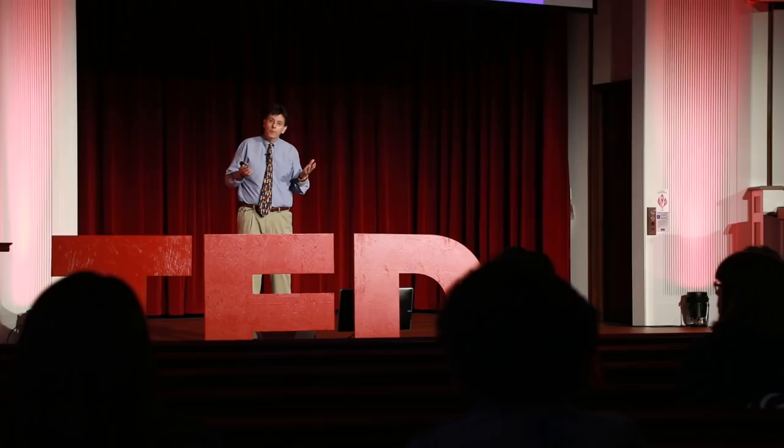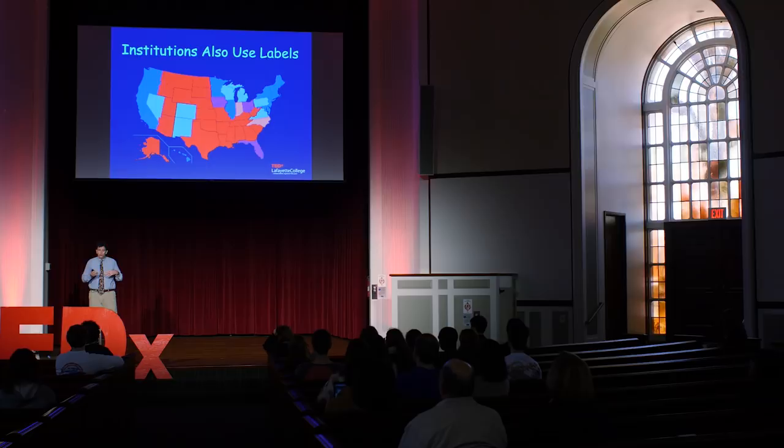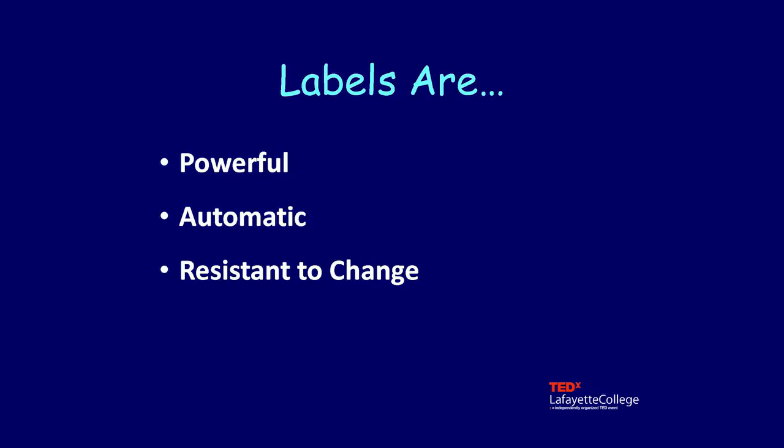If you're a Democrat in a state that's bright red up on this screen behind me, you might be less likely to vote because you think your vote might not matter. So labels are incredibly powerful. Labels are powerful, they come automatically, and they're resistant to change. And again, we don't actually have to even use the labels. All we have to do is think about the labels.